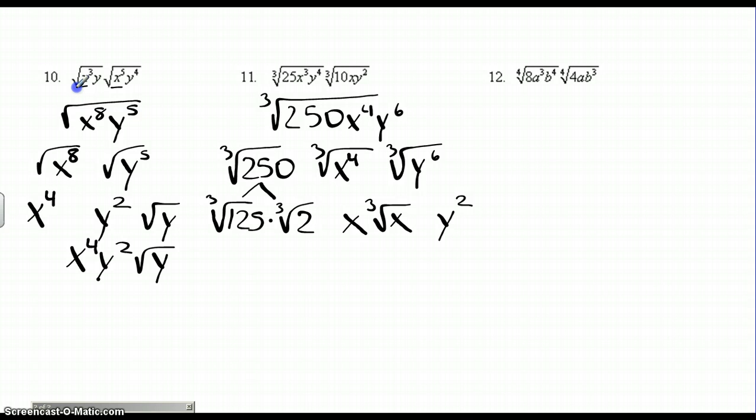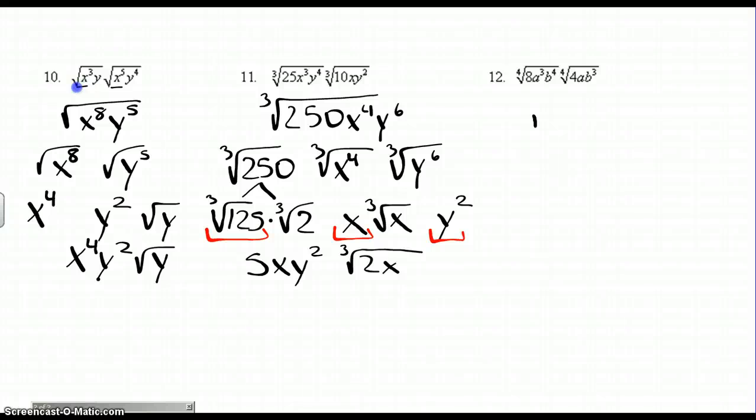Lastly, I'm going to put all my solutions that are outside the cube root out front. The cube root of 125 is 5. I have the x right there, the y squared, and then what's my remainder? Cube root of 2x. So that's my final answer. Number 12, same idea, but now we're dealing with fourth roots.